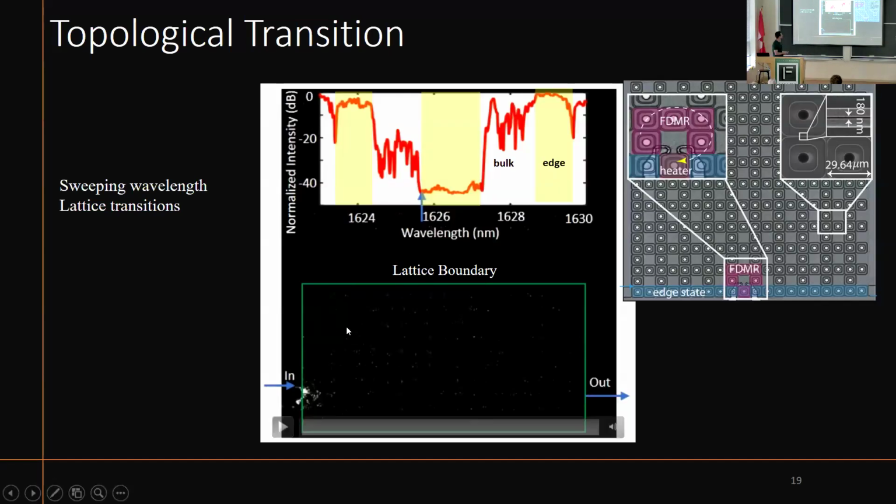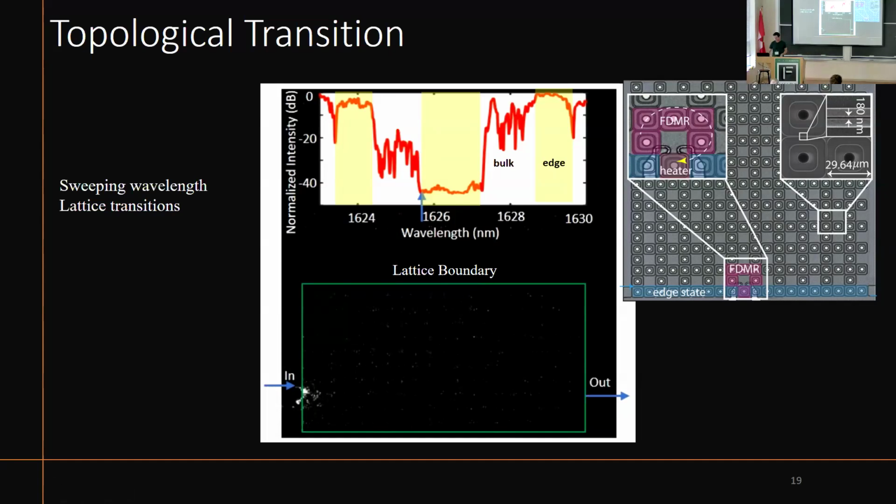So can we see this clearly? The answer is yes. This point is where I shine the laser. This is the wavelength, and this is the chip under the CCD camera we have. What I do, I sweep the laser. When I hit the bulk, the middle of the chip lights up. When I hit the edge, the light only stays at the edge of the chip.